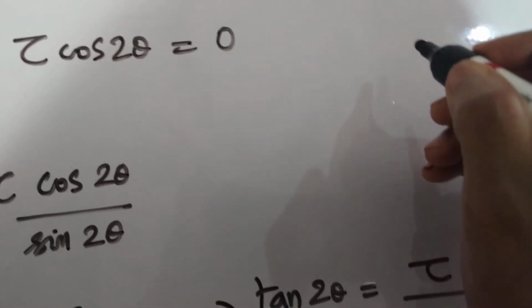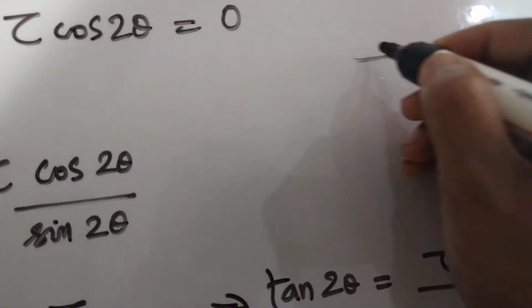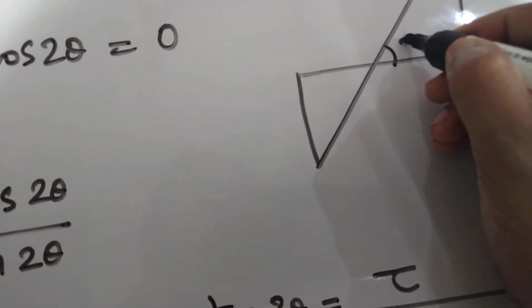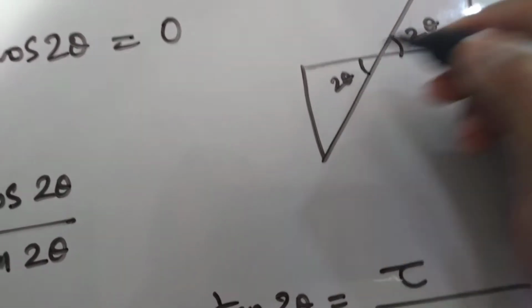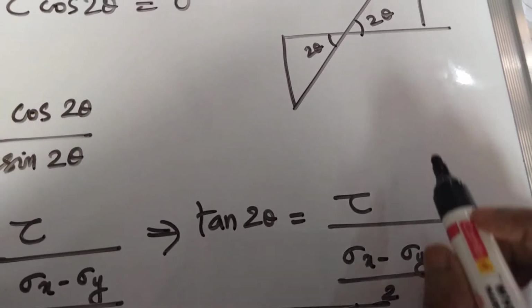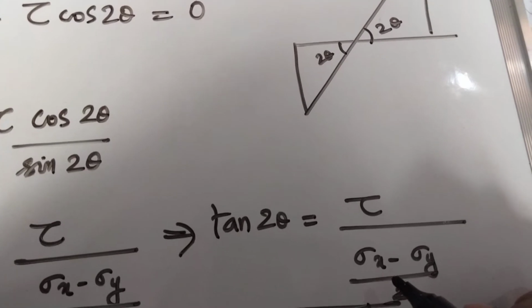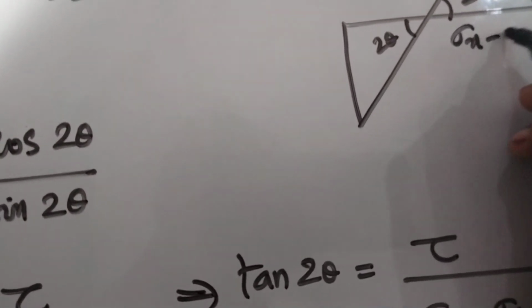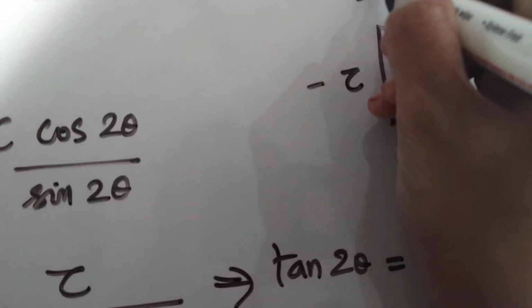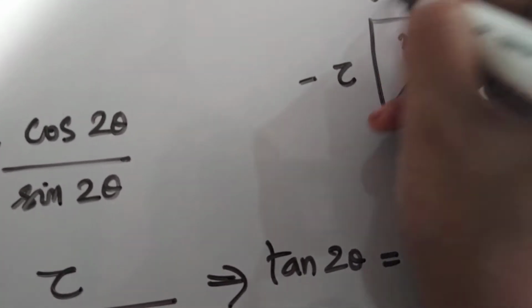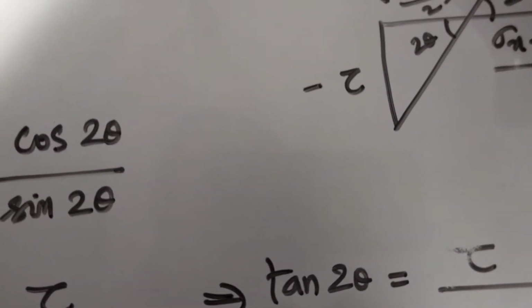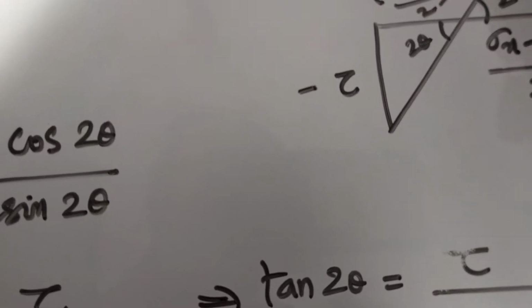Now we'll draw a figure with those values. This angle is 2 theta, so this will also be 2 theta. So tan 2 theta is tau by (sigma x minus sigma y)/2. That means the opposite side is tau and the adjacent side is (sigma x minus sigma y)/2, or minus tau and minus (sigma x minus sigma y)/2. The hypotenuse will be the root of tau squared plus ((sigma x minus sigma y)/2) whole squared.